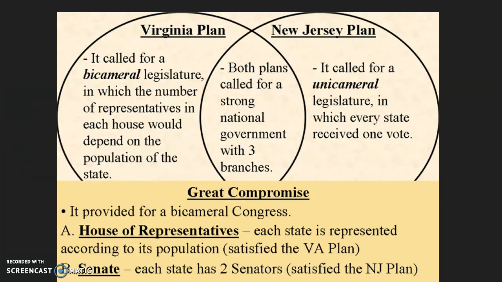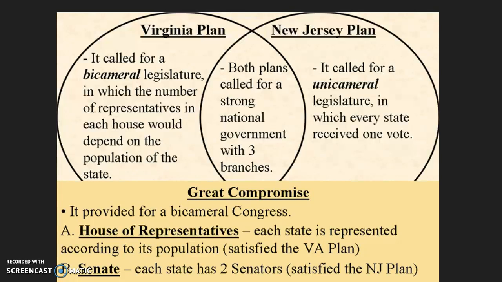Now, one of the most important first decisions that's made in the formation of our new government is the Great Compromise. And the Great Compromise creates what we have now in our legislative branch of government. We have a Senate and a House of Representatives. And you can see that the House of Representatives looks a lot like the Virginia plan, where each state is given a proportional amount of representatives.